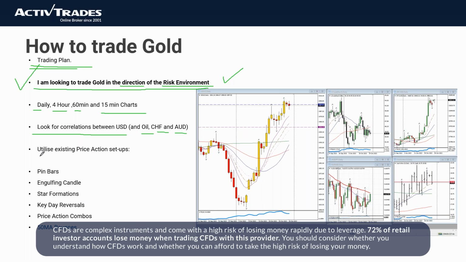So once I have my context, then I'm just looking for very simple existing price action setups. Things like pin bars, engulfing candles, star formations, key reversals, price action combinations, or even bounces off the 50-period moving average. These are just simple patterns that allow me to trade in the direction of the risk environment.